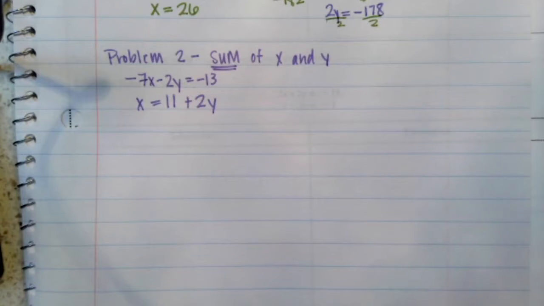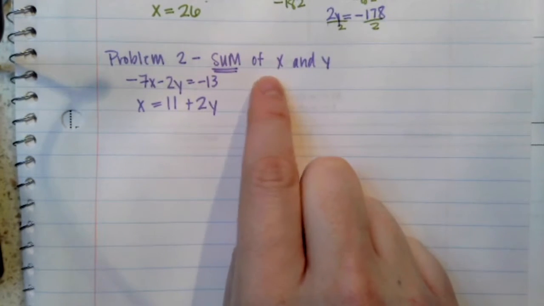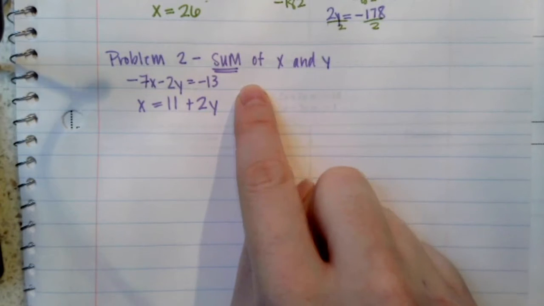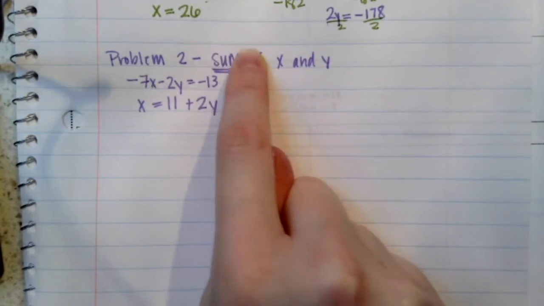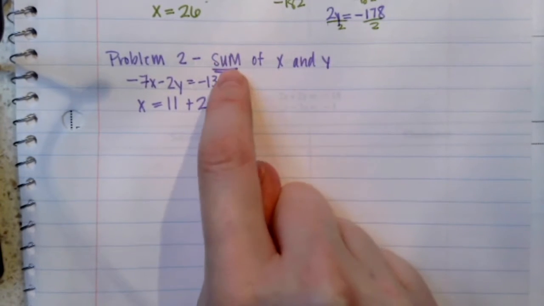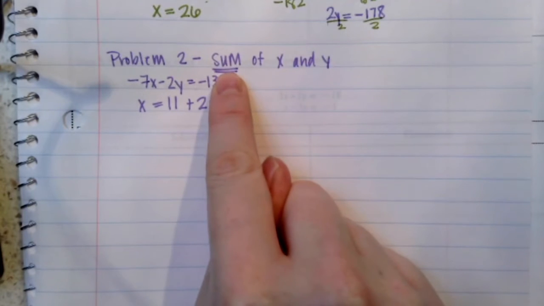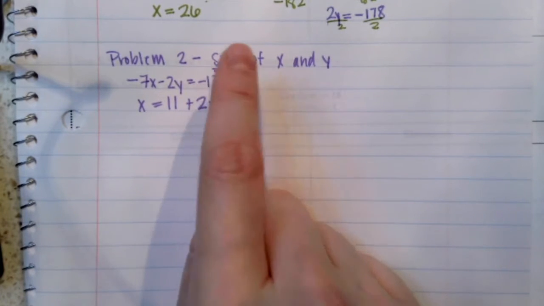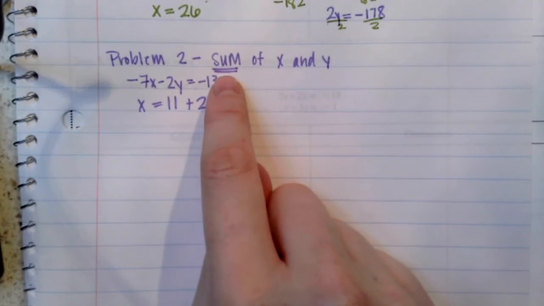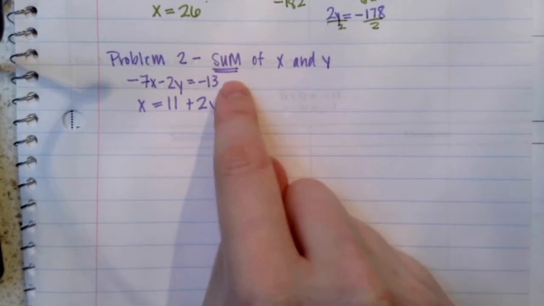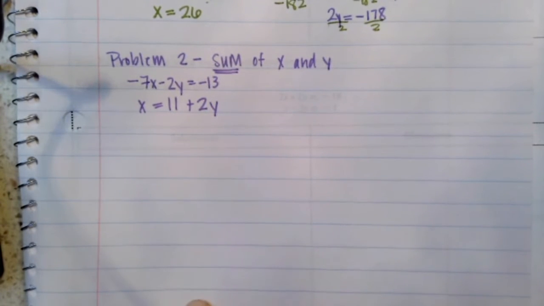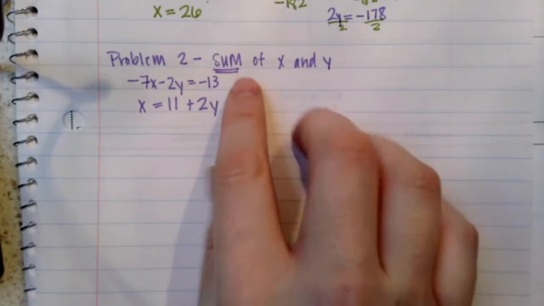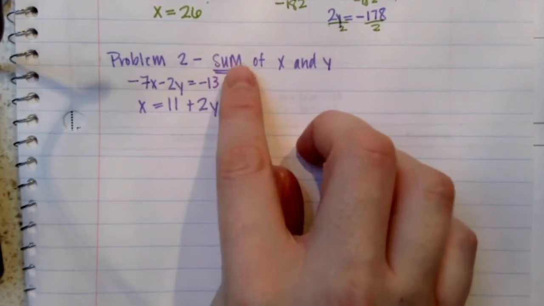For problem number 2, it asked for the sum of x and y. So be very careful. The initial thing that I noticed was that it had the word SUM in all capital letters. So be sure that if it asks you for the sum or the product or something, that you make note of it. Because once you get into the process of solving, that's the biggest mistake, is that we just forget what the question was asking.